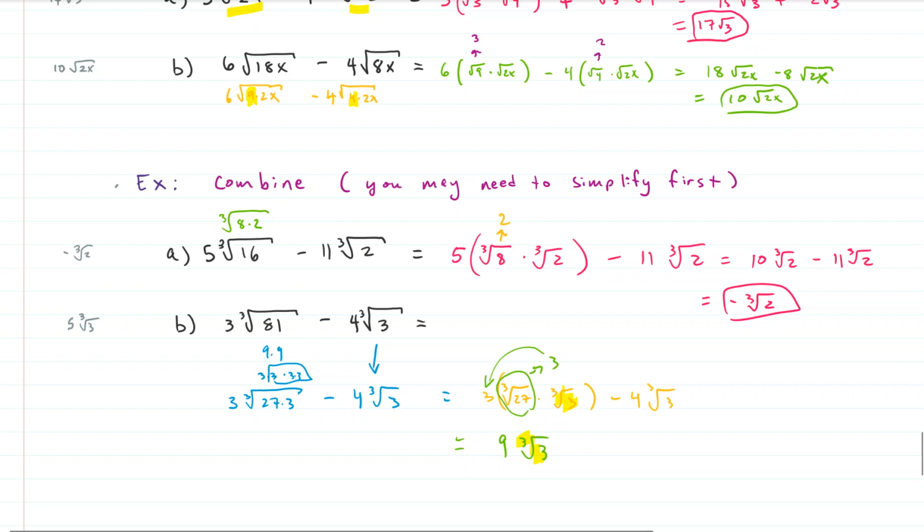Almost done. We can subtract now the 4 from the cube root of 3. And we're good, right? We have cube root of 3 in both spots. We have 9 cube root of 3 on the left, and we're subtracting 4 cube root of 3. 9 minus 4 is 5. So we have 5 cube root of 3.